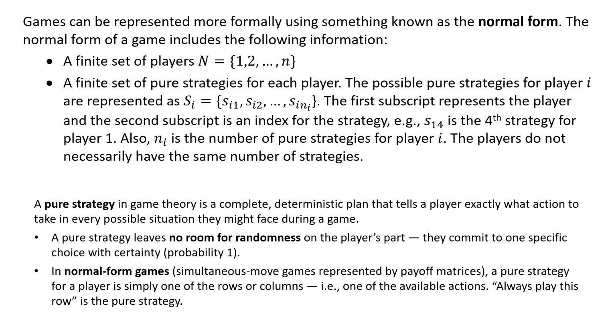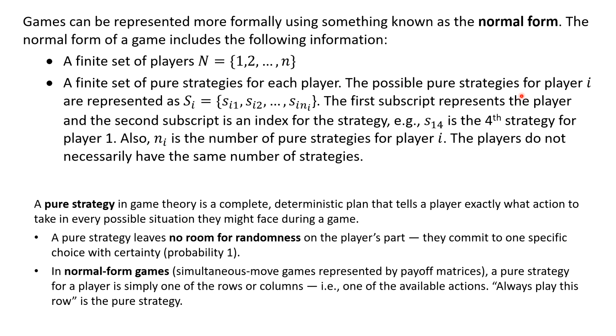The normal form of a game includes the following information, and this will carry on to the next slide. So first we have n players. The examples we've seen so far, we just had 2, but you can have more than 2. A finite set of pure strategies for each player. We talked about pure and mixed strategies in the previous lesson.